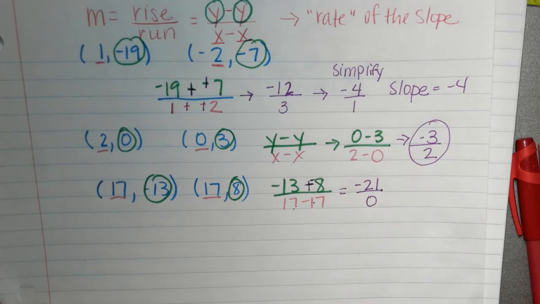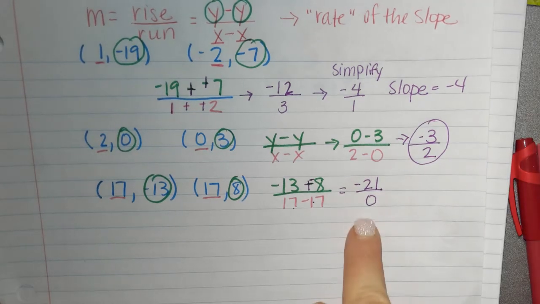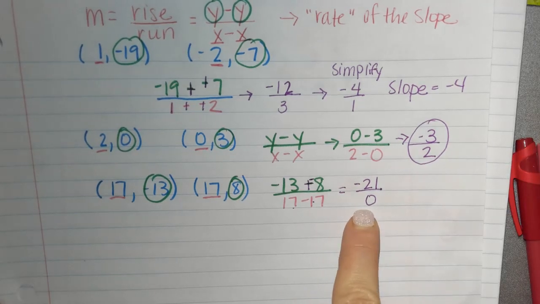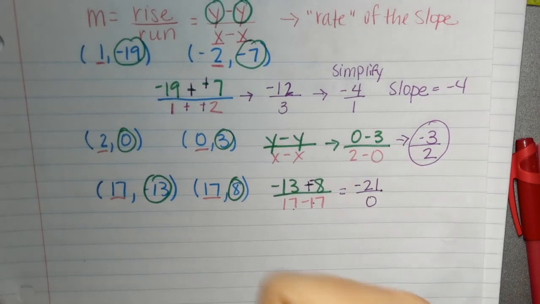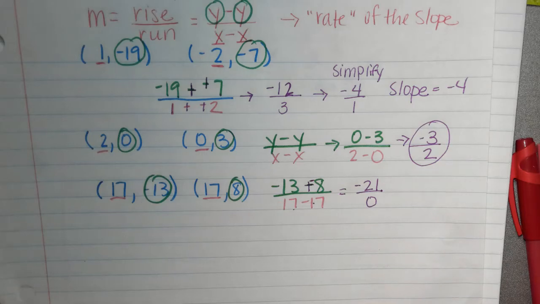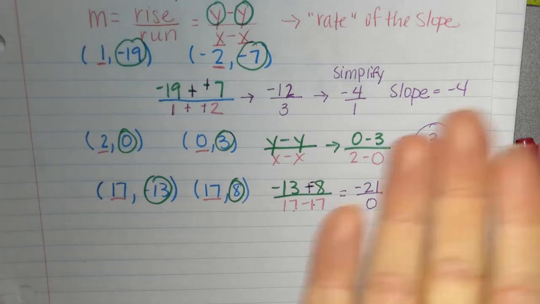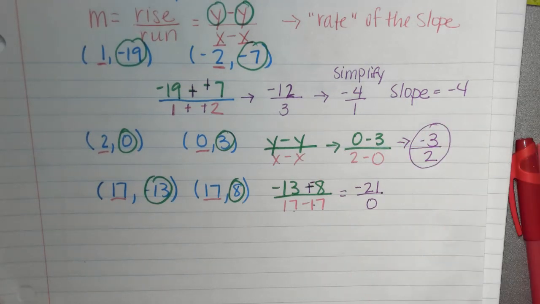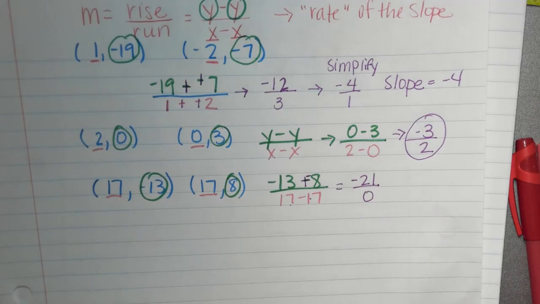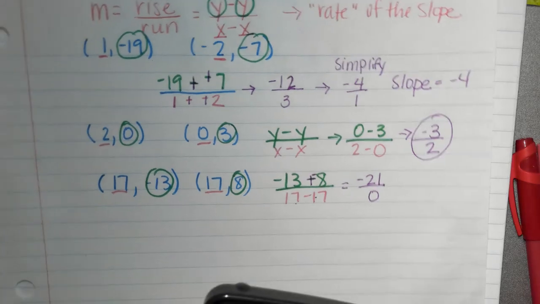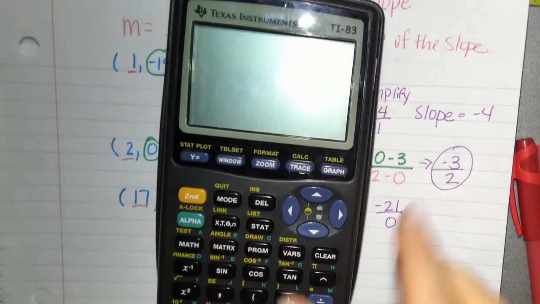17 minus 17 is 0. Well, what is weird about this? Is it okay to have a 0 for a numerator? Yes, it's okay to have a 0 for a numerator. 0 divided by anything is 0. But can you do 21 divided by 0? Well, if you've forgotten, if you're not sure, let's check it on a calculator.